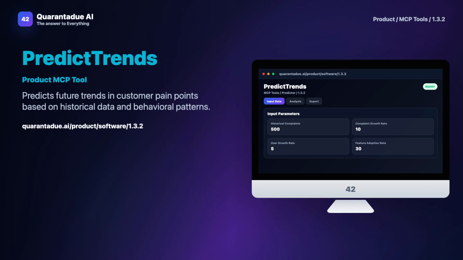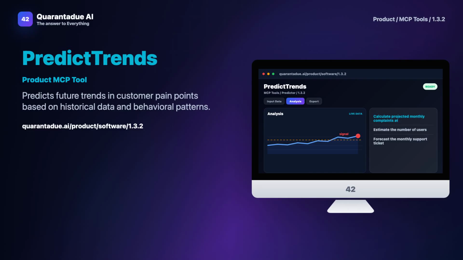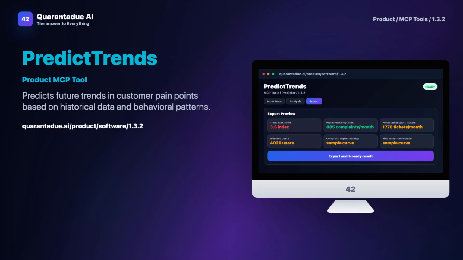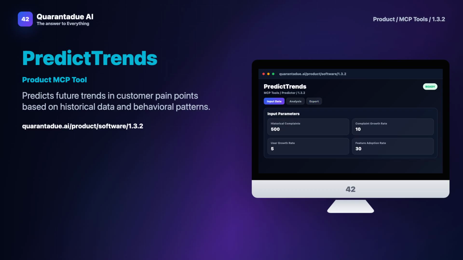Predict Trends is product software for a specific operational decision. It predicts future trends and customer pain points based on historical data and behavioral patterns. This video explains what the tool does, why the workflow matters, and how the output becomes useful decision evidence.